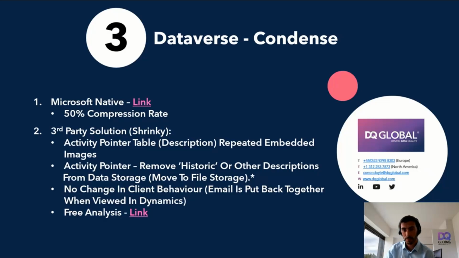The other one to look at is removing historic data, so actually moving the description, the body of the email, and moving that into file storage. Microsoft does this natively for old data, but with this you can push it all the way up to within a couple of hours, pushing data into colder storage. So there's a link there, Harry's put it in the chat, to take a look into that solution, where they do a free analysis as to how much you can save.